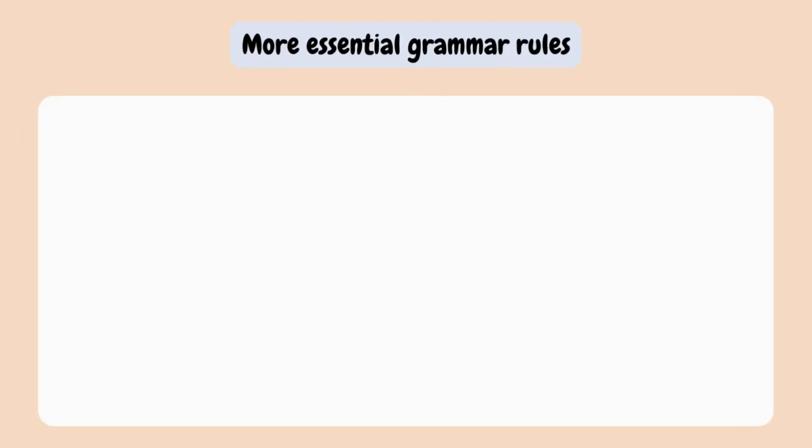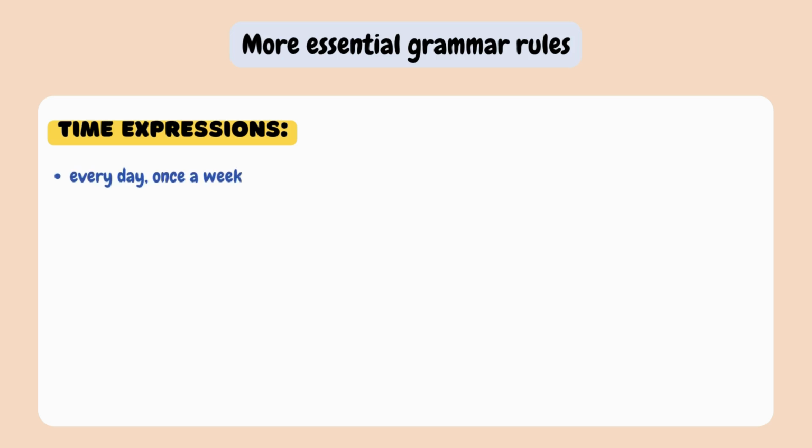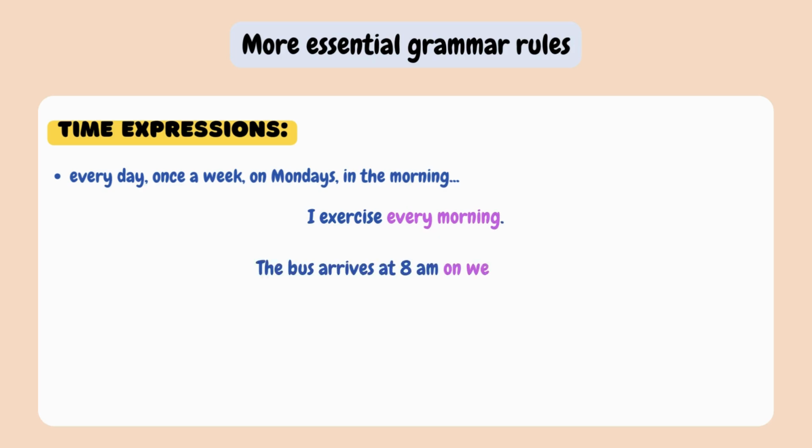The present simple frequently uses time expressions to emphasize regularity or schedule. Examples of time expressions: every day, once a week, on Mondays, in the morning. I exercise every morning. The bus arrives at 8 a.m. on weekdays. They go to the gym twice a week.